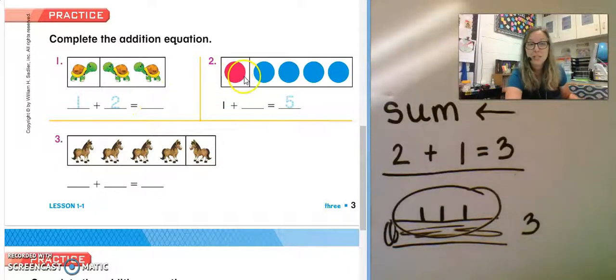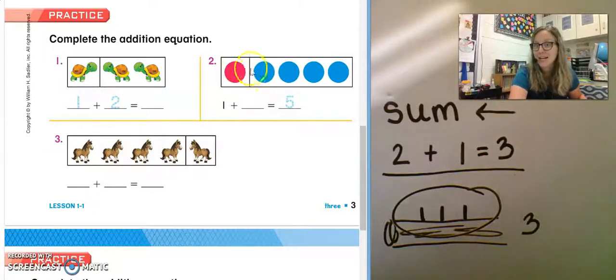Looking here at number 2, we have red dots and blue dots. So there's one red dot, and they represent that here with number 1, plus some number of blue dots, which we don't know yet. And they say all together there are 5. So if I count them all together, 1, 2, 3, 4, 5, so you can trace that 5.